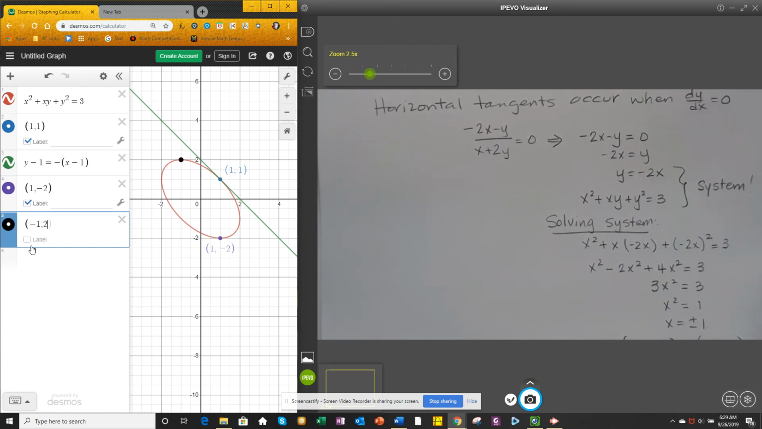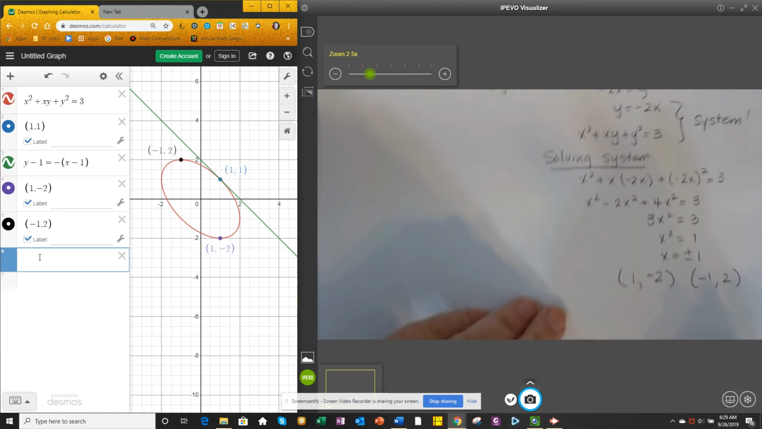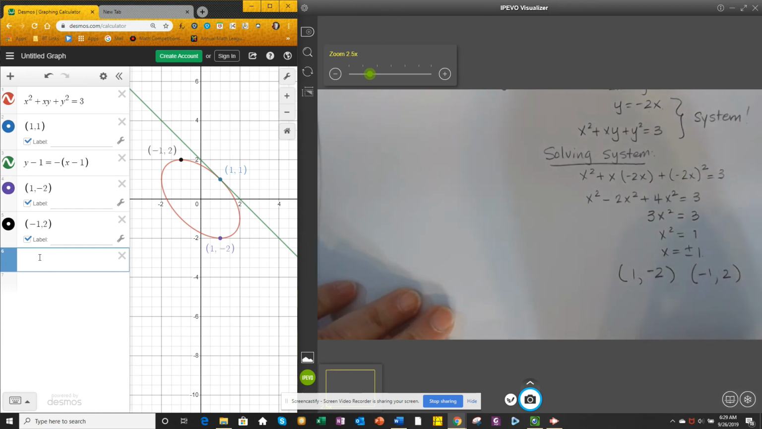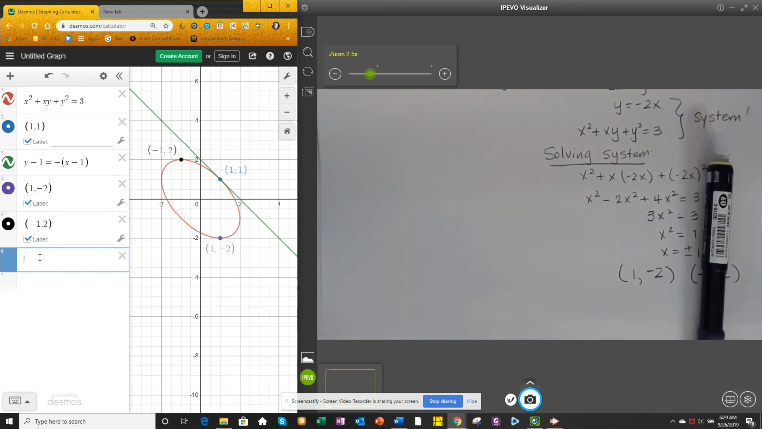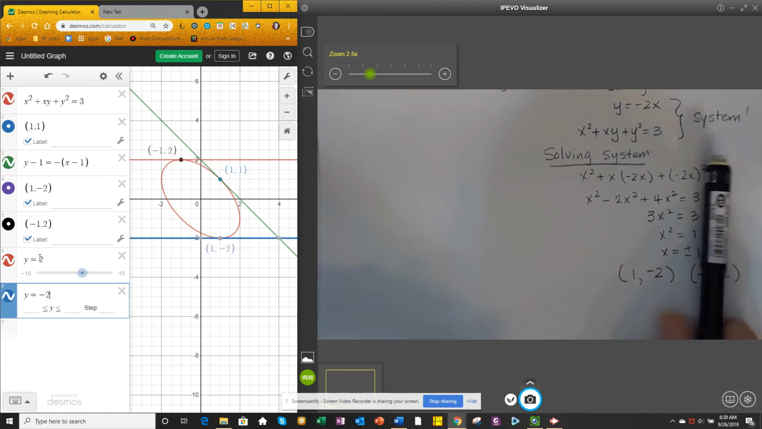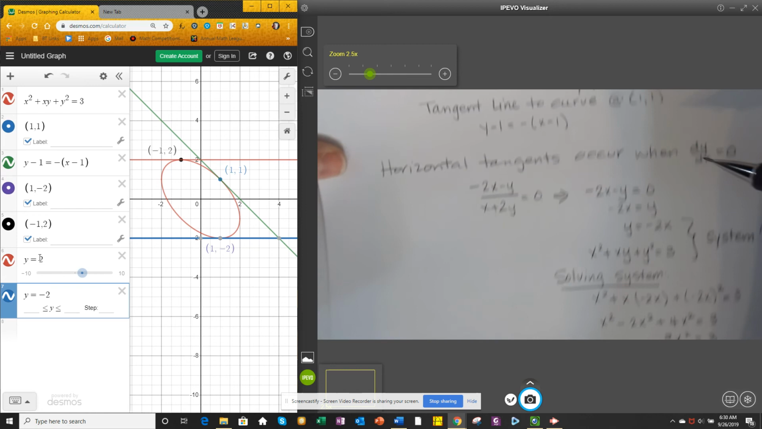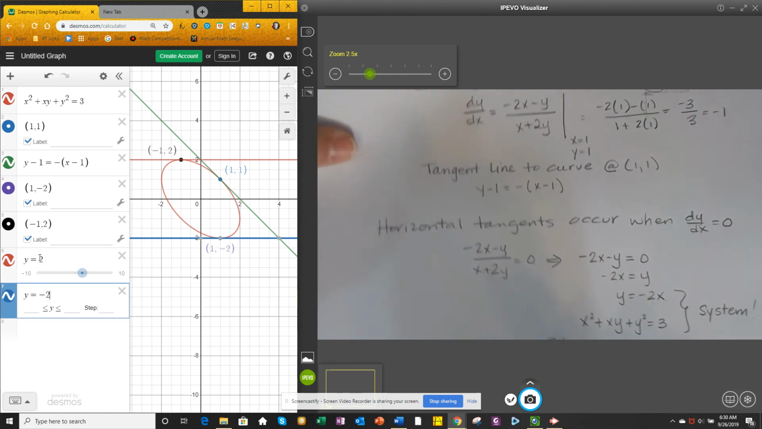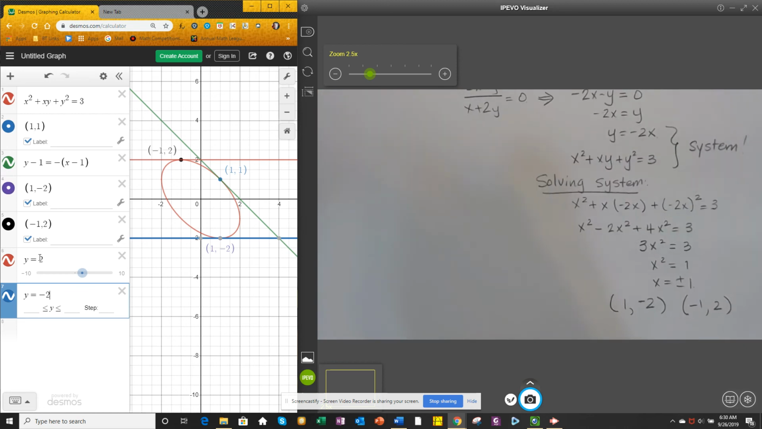And does that look like where the horizontal tangents are? Well, indeed they are. And if I want to write an equation for a horizontal tangent, the slope is 0, and so it's going to be whatever your y value is. So the tangent lines are going to be y equals 2 and y equals negative 2. All right. And so if I wanted to find out where the tangent lines were vertical, what would I do? I would set the denominator equal to 0 and do the same thing, solving a system, and find the points.